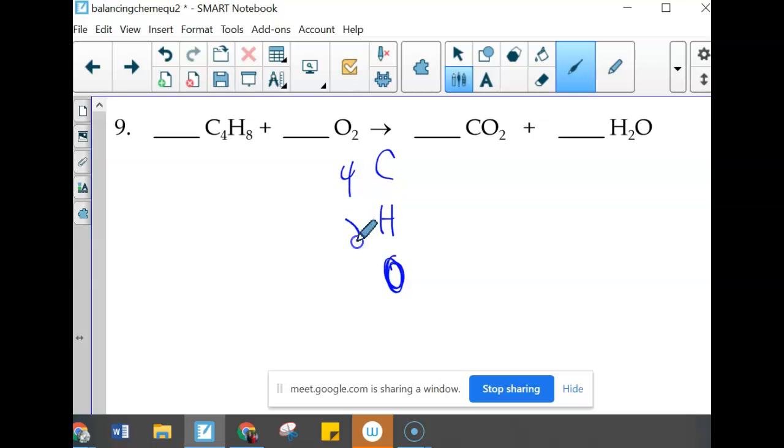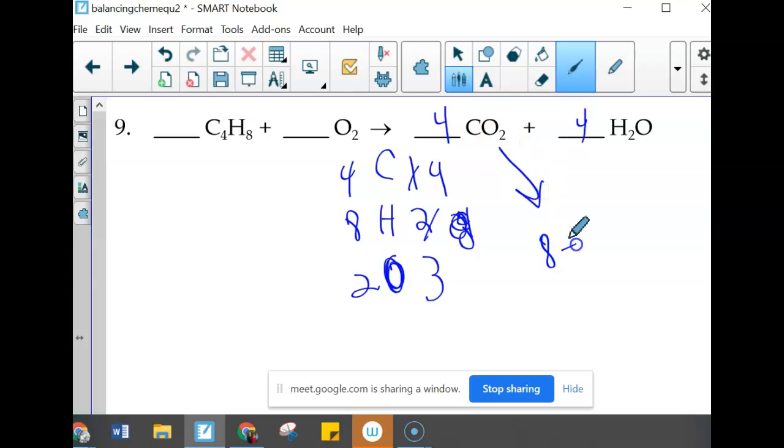Okay, so 4, 8, 2, 1, 2, 3. Questions about my numbers? Okay, 4 in front of carbon gives me a 4. I need 8 hydrogen, so I got to put a 4 over there too. That gives me a 4. Oh, pardon me, an 8. 4 times 1 for carbon is 4. 4 times 2 for hydrogen is 8. Now I'm going to evaluate my oxygens. I have 8 plus 4.